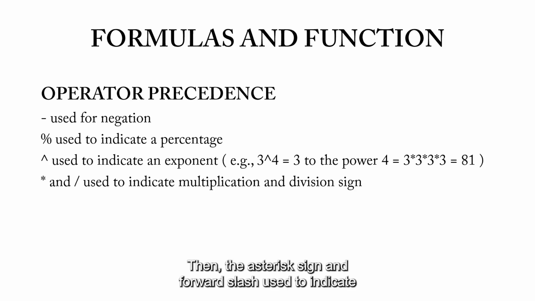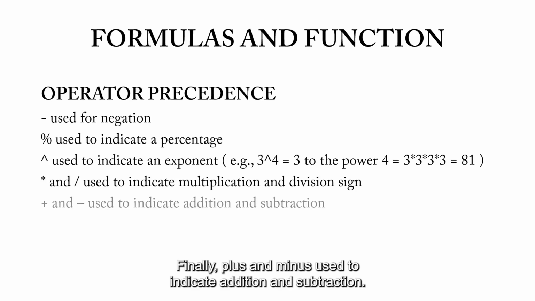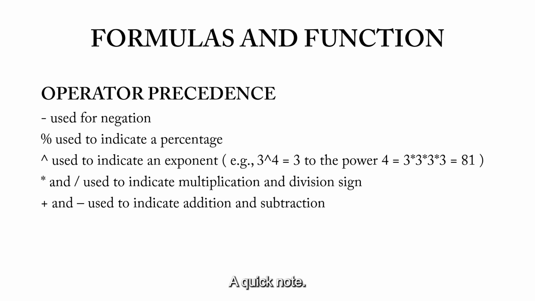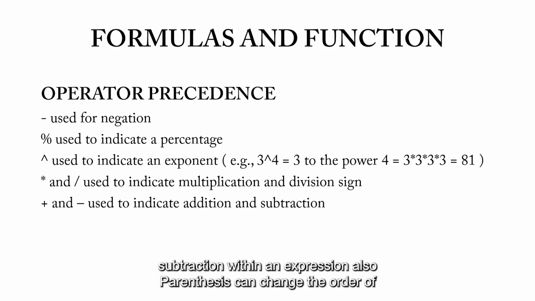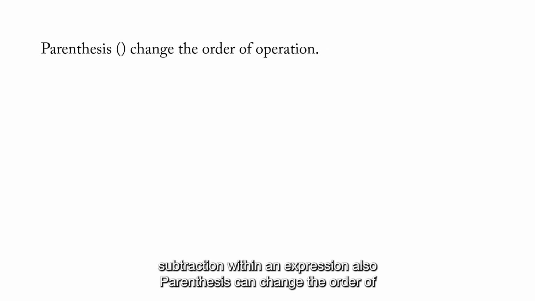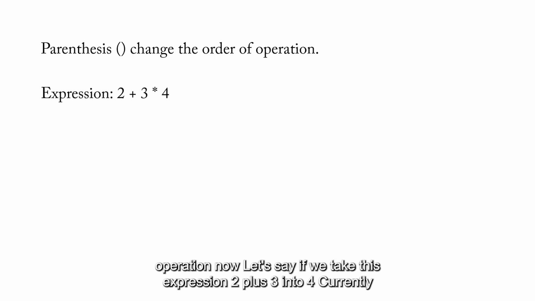Then the asterisk and forward slash are used to indicate multiplication and division. Finally, plus and minus are used to indicate addition and subtraction. A quick note: the minus sign can be used for negation at the start of an expression or for subtraction within an expression. Also, parentheses can change the order of operations.